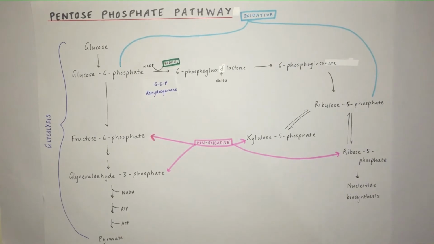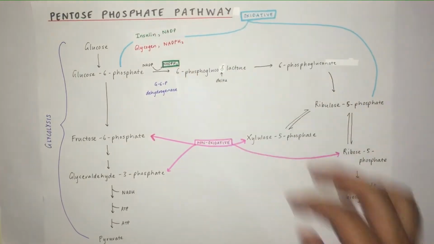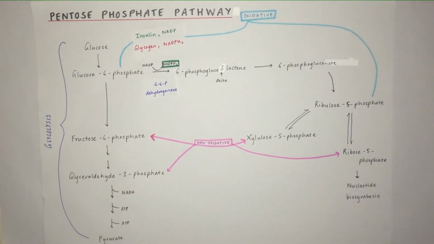This reaction has some regulative elements that you should put to memory, because regulation is always important in metabolic pathways. So we've got insulin and NADP promoting the reaction to go forward, and glycogen and NADPH inhibiting the reaction. Because of course, if we had NADPH, which is one of our products in this reaction, then that means that we're not really going to need to produce it, because the cell has already sensed that there's enough NADPH being produced, so we'll inhibit it.